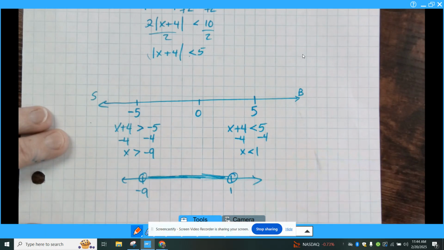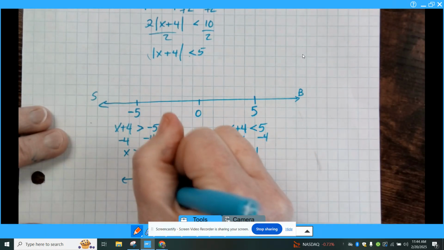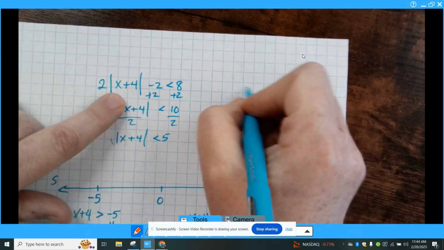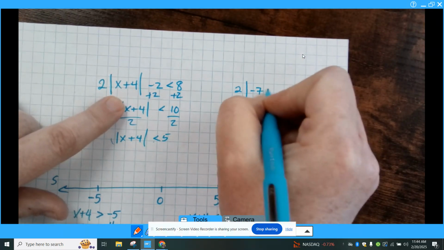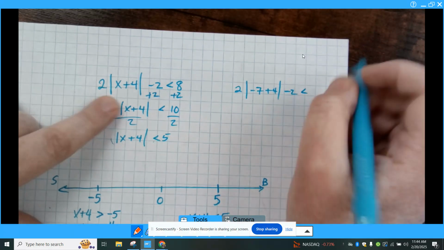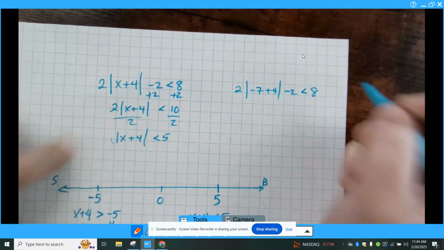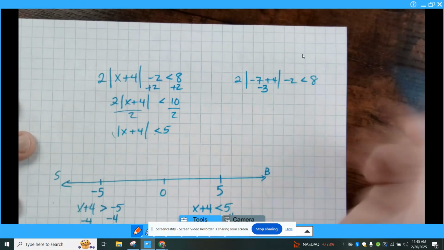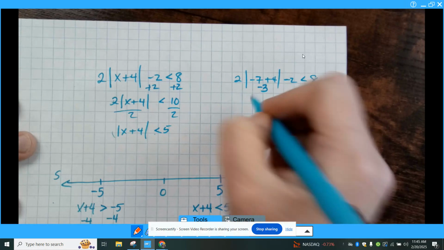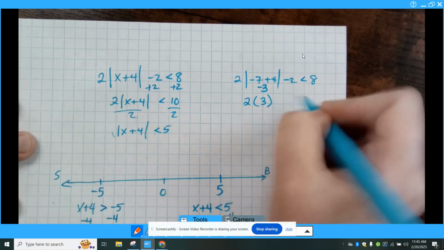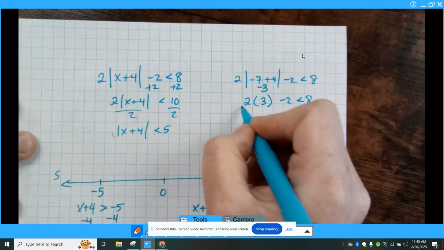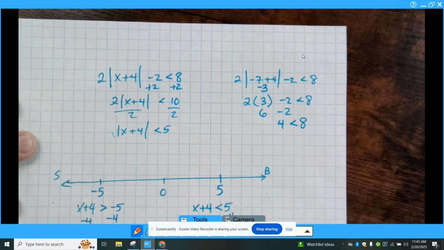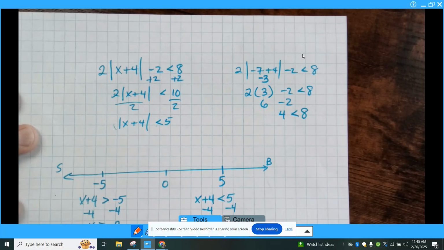So let's say, for instance, let's do negative 7. If we plug in negative 7, so negative 7 plus 4, minus 2, is less than 8. So negative 7 plus 4 is negative 3. The absolute value of negative 3 is 3. And then 6 minus 2 is 4, and 4 is less than 8. So negative 7 does work.